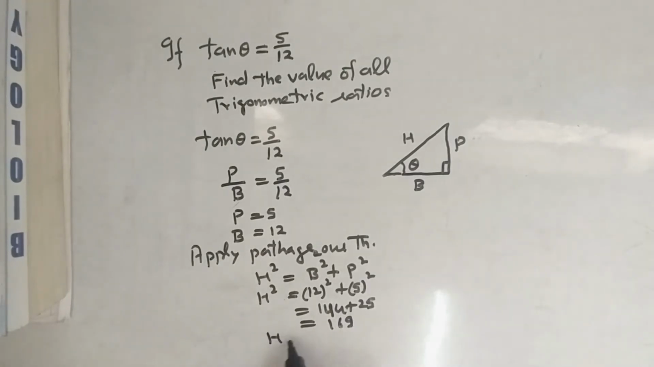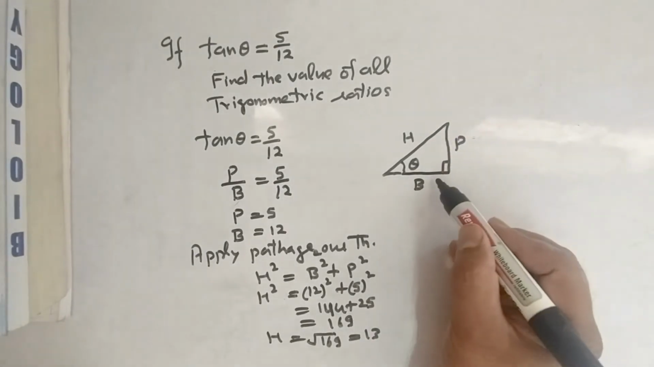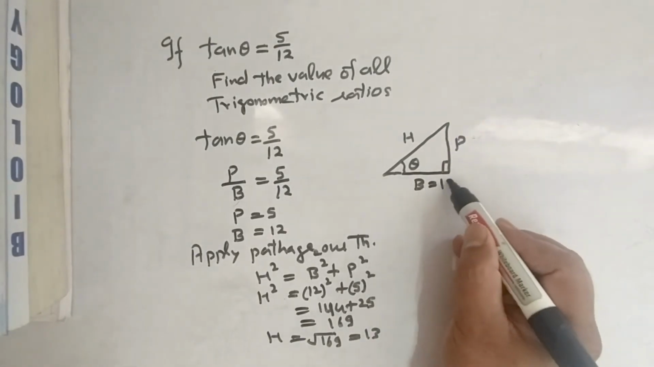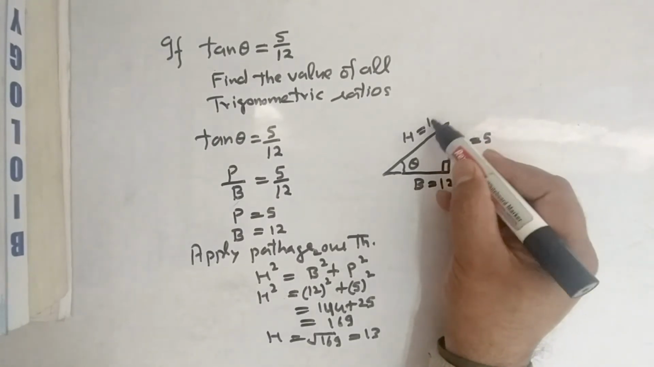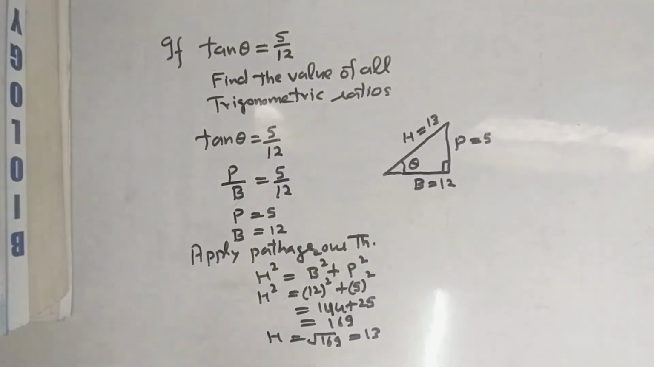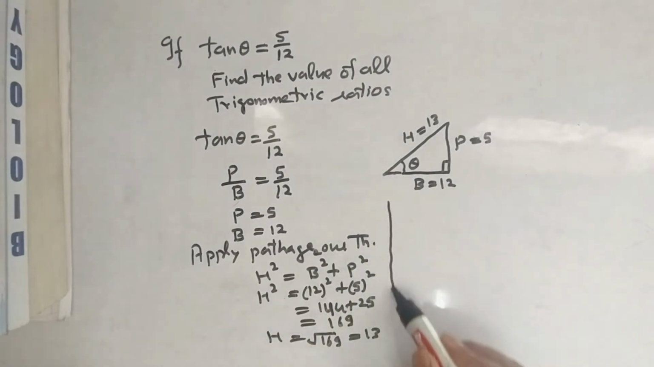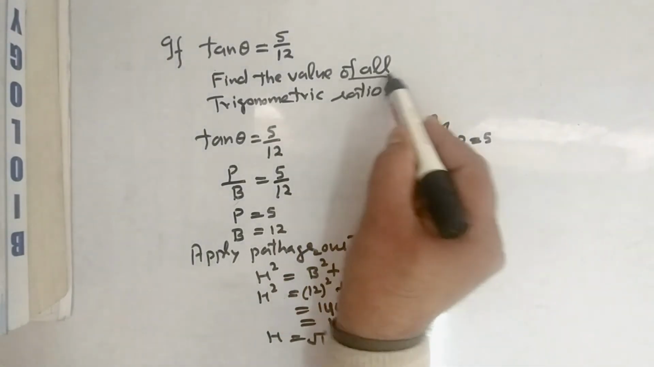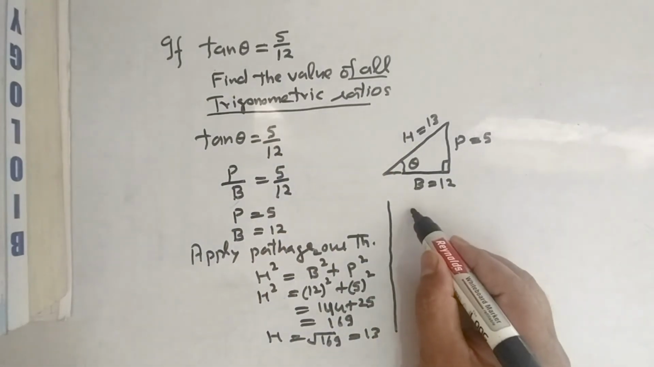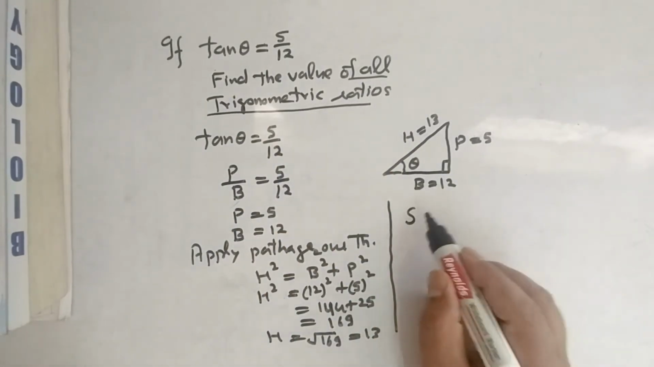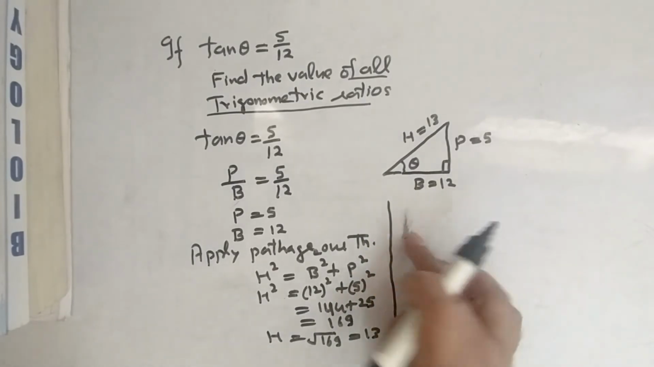If you take its square root, it comes out to be 13. Now see, base is 12, perpendicular is 5 and hypotenuse is 13. Now he is asking you to find all other trigonometric ratios. So there is a very simple trick you can apply here.